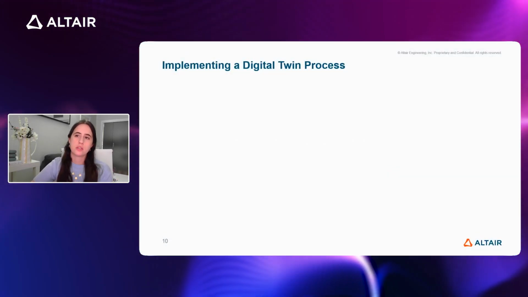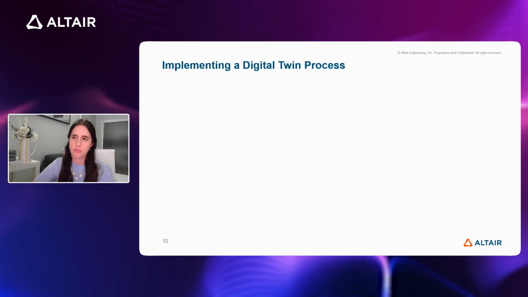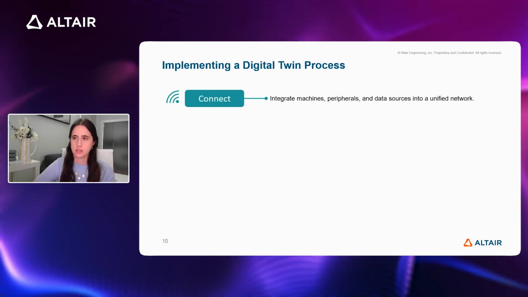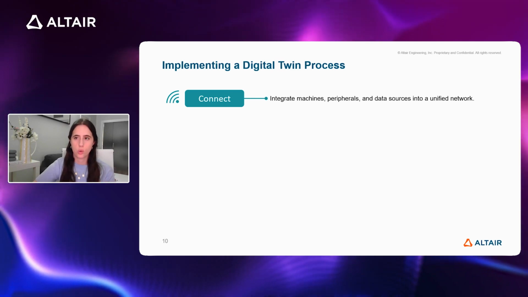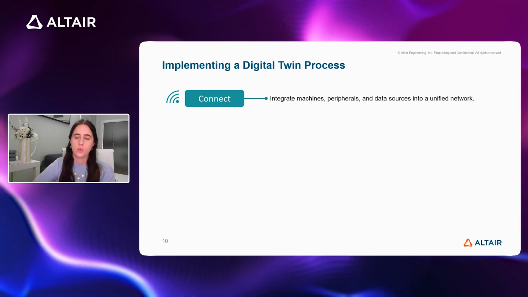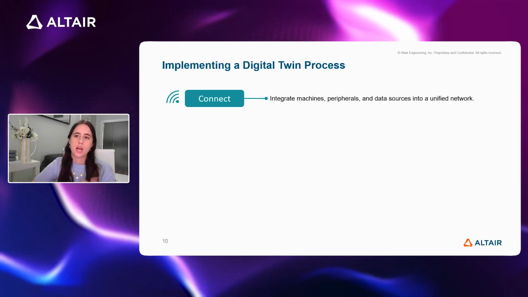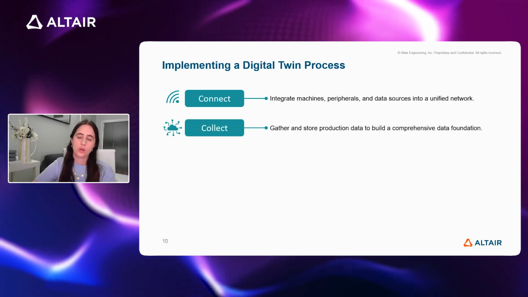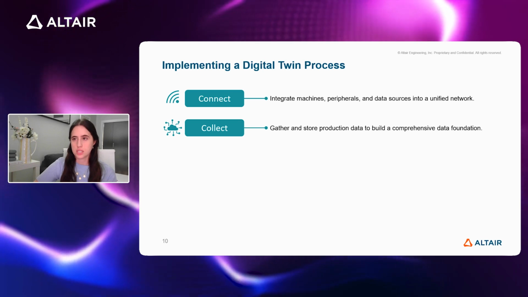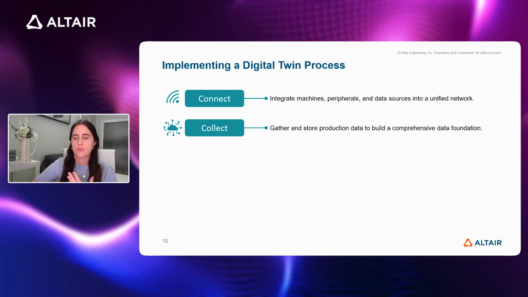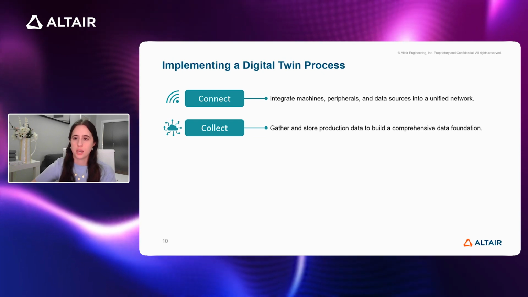So when we start implementing a digital twin for operations, the first thing we need to do is connect all the relevant assets and all the different data sources to a common network so that we have all the data integrated and accessible. Our next focus should be on collecting and storing all this data, because the data will be essentially the first thing we need to build a digital ecosystem.